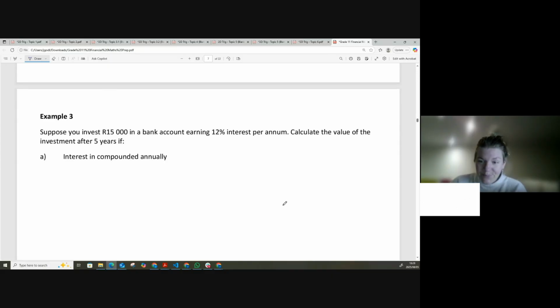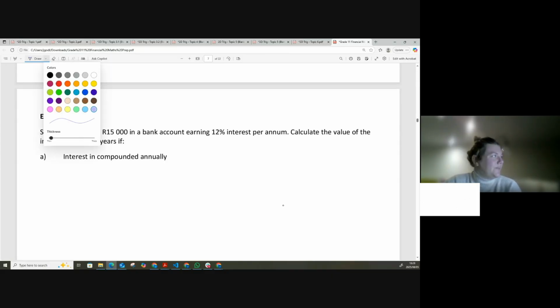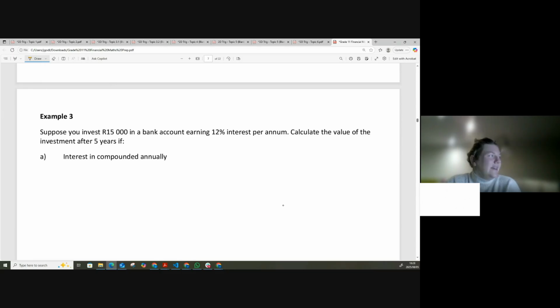Okay. New question. You have invested 15,000 Rand in a bank that is earning 12% interest per annum. Calculate the value of the investment after 5 years if it is being compounded annually.